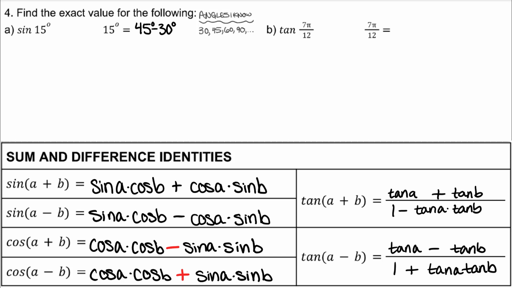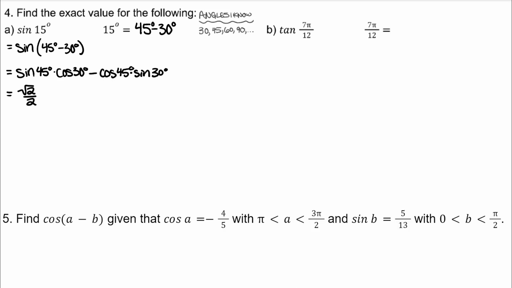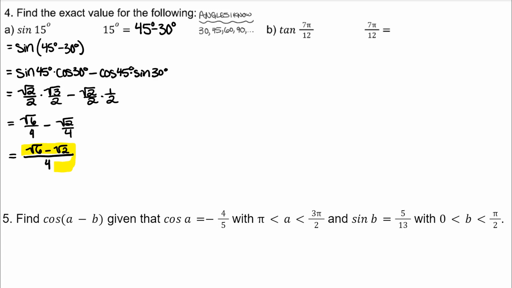So sine of 15 degrees is equal to sine of 45 degrees minus 30 degrees. Now I can use the sum or difference formula for sine of A minus B. That becomes sine of the first angle times cosine of the second, minus cosine of the first angle times sine of the second. Sine of 45 degrees is root 2 over 2, cosine of 30 is root 3 over 2, and sine of 30 is 1 over 2. Our answer is usually combined as one fraction: root 6 minus root 2 over 4.